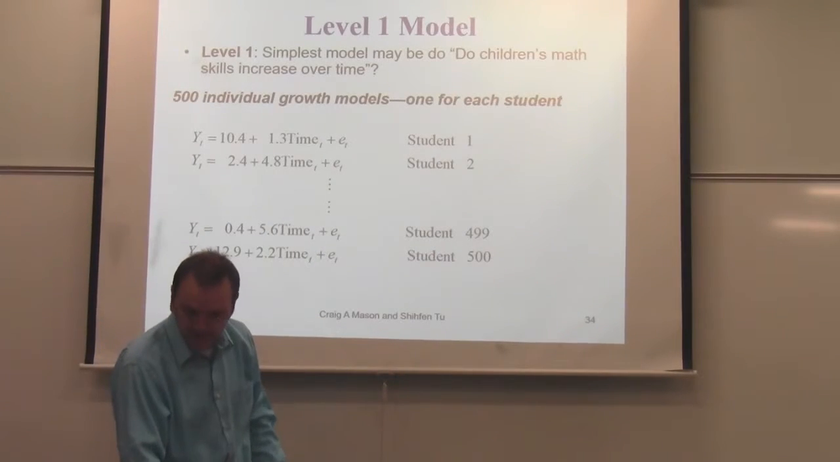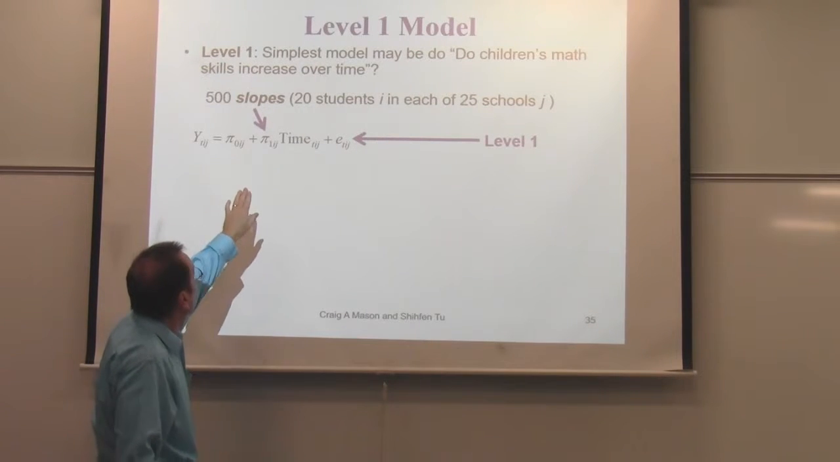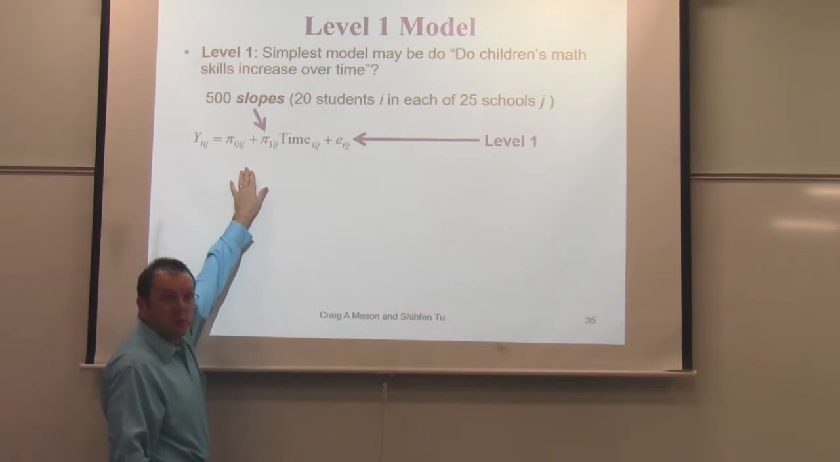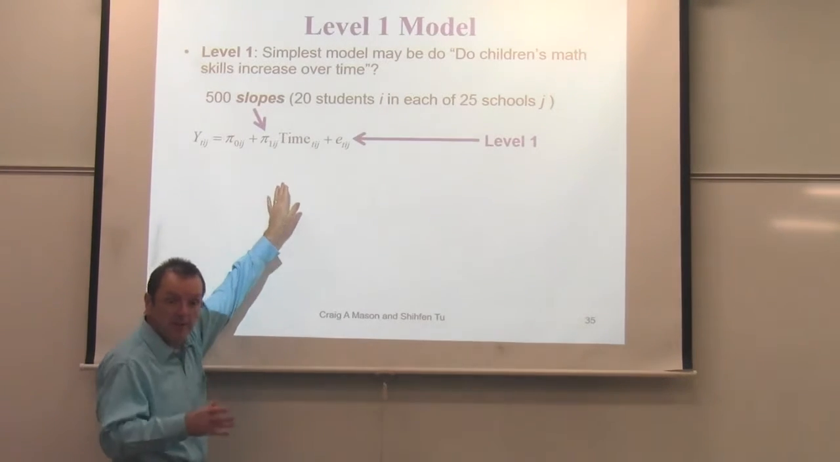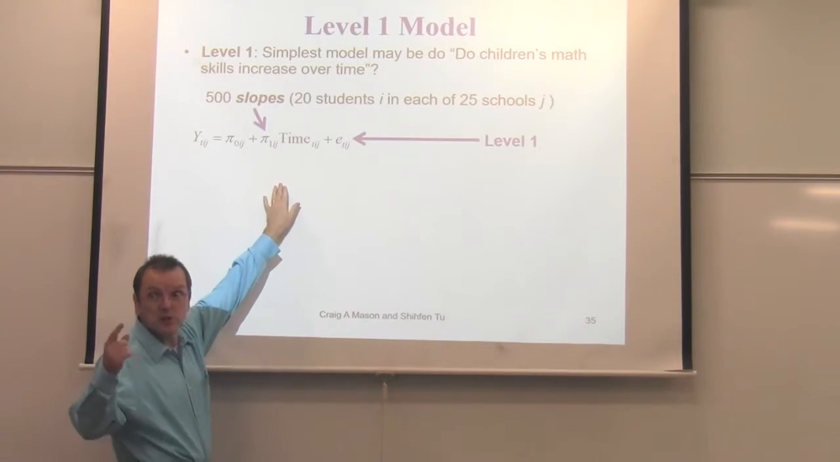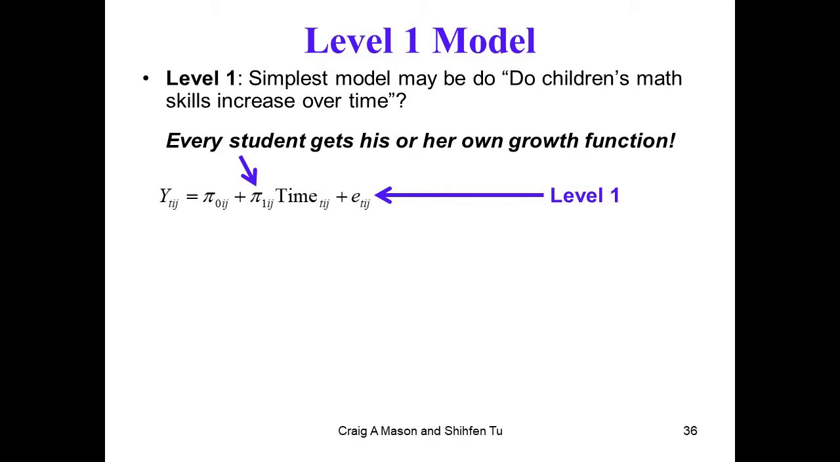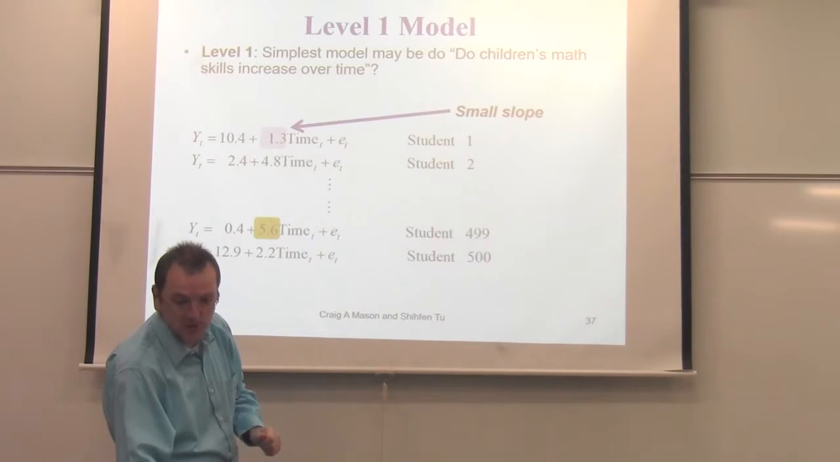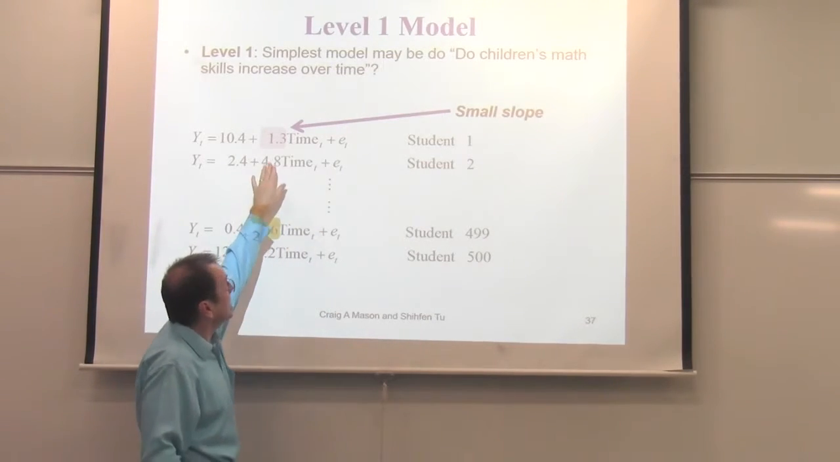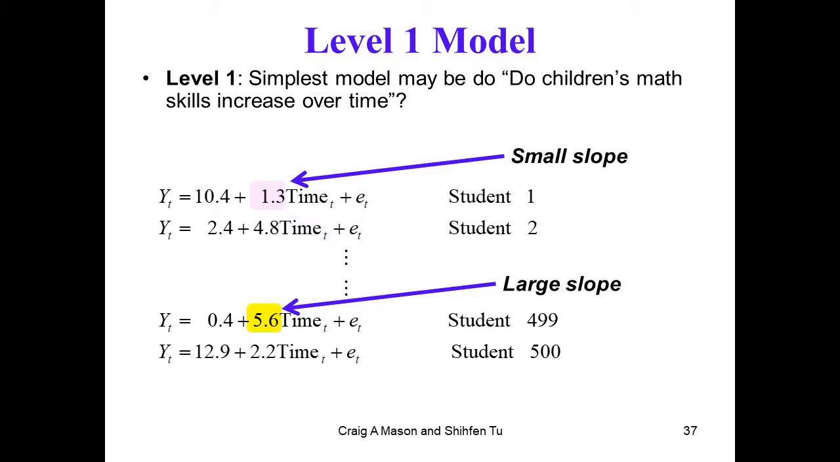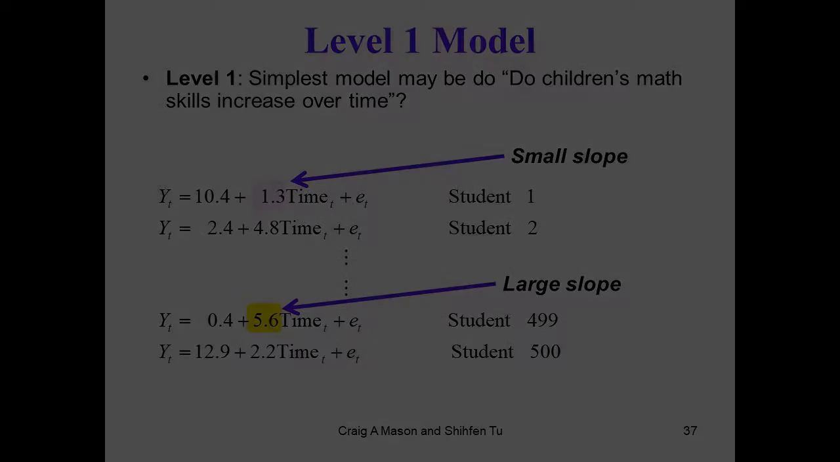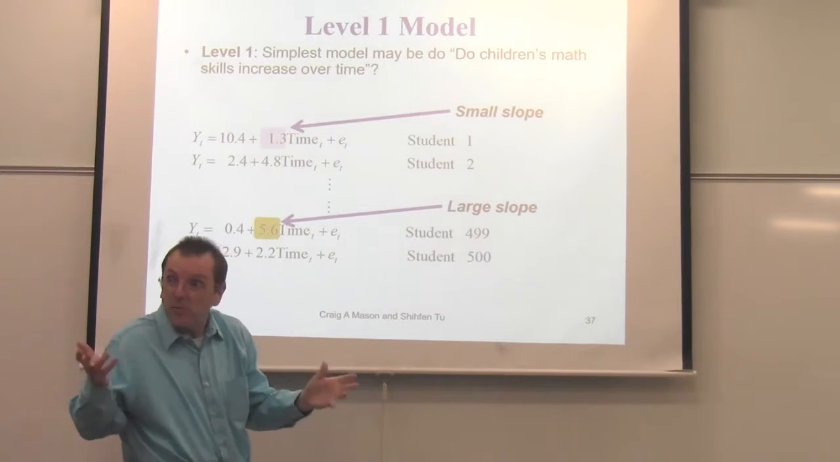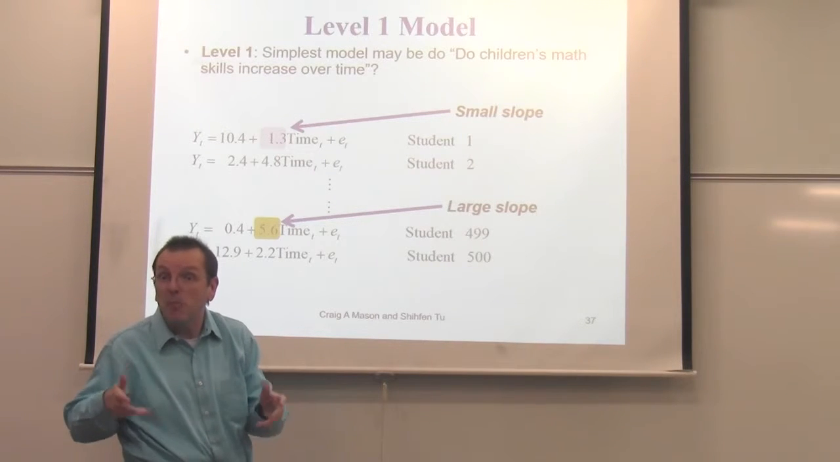So as we already said, we talked about how there are 500 equations for 500 kids, with 500 intercepts and 500 slopes. Each child i at school j has their own slope. Everyone's getting their own growth function. And as we said, we can start to look at why one child may have a small slope and another a much larger slope. The slope is their growth. That's why people talk about this as growth modeling, because we're modeling growth.